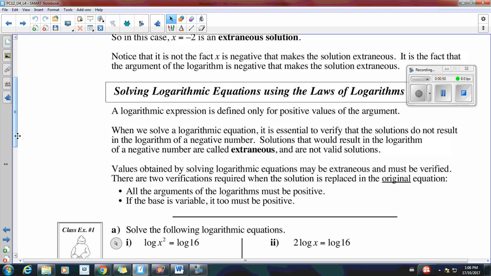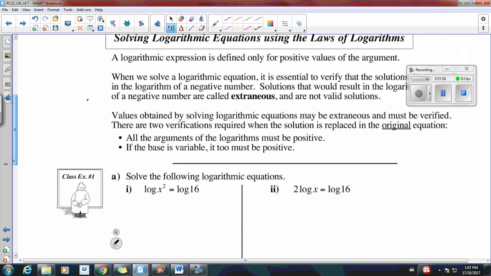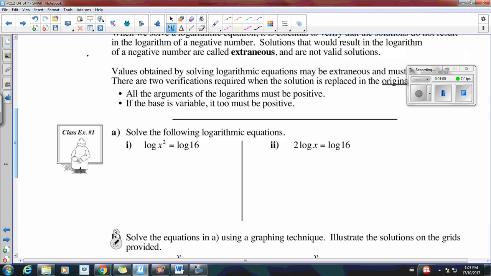There are two verifications required when the solution is replaced in the original equation. All the arguments of the logarithms must be positive, and if the base is a variable, it too must be positive. So those are important checks, as we may get some solutions that aren't really solutions. So solve the following logarithmic equations.